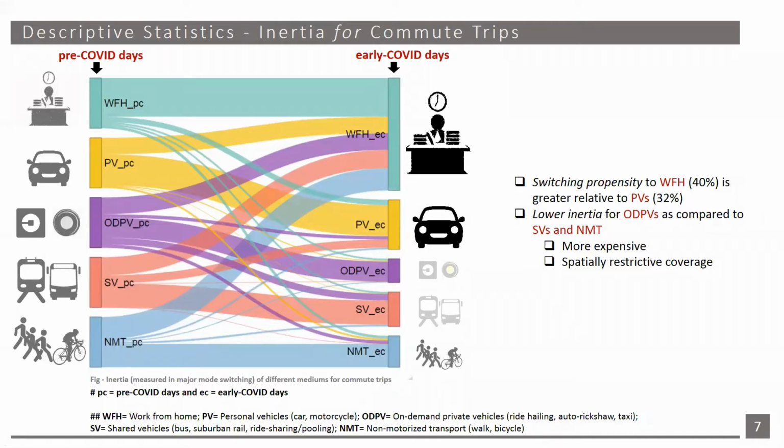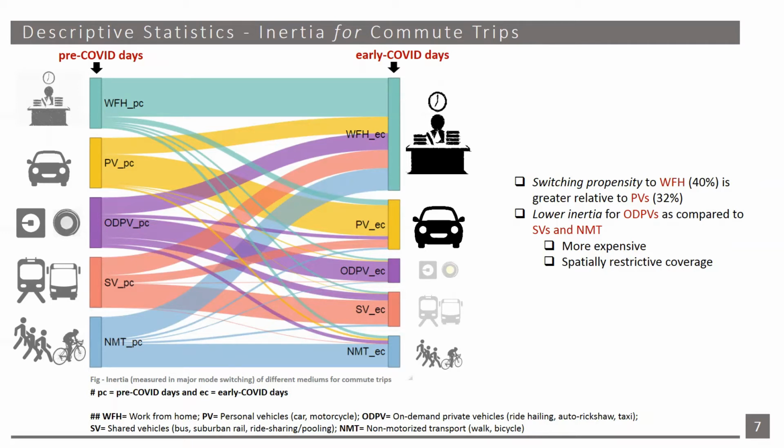So let's define the term inertia first. Say, if I'm using a car in pre-COVID time, I'm likely to have an additional propensity or stickiness to continue using a car in early COVID time too. This has been termed inertia. And we observe the trend for commute trips here in this chart. The switching propensity for work from home and personal vehicles is comparatively higher than other lower social distancing modes like shared vehicles, NMTs, and ODPVs, which is because they get higher social distancing and you come in contact with fewer people when you're commuting in your own vehicle. So there has been less risk associated with that.